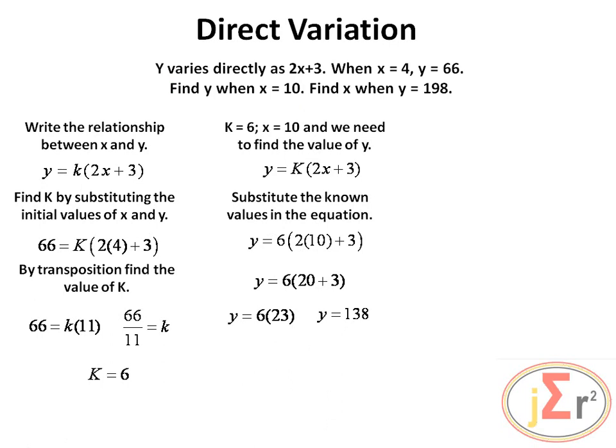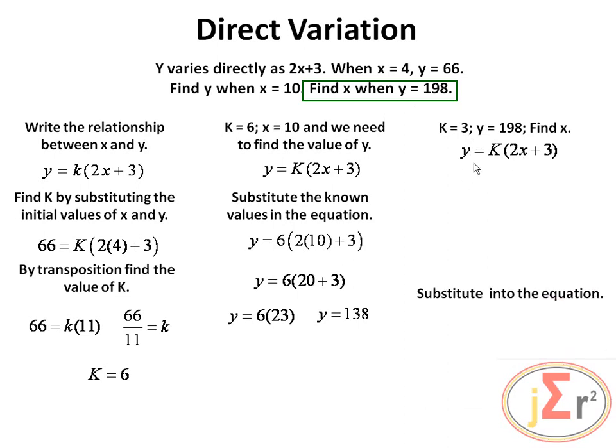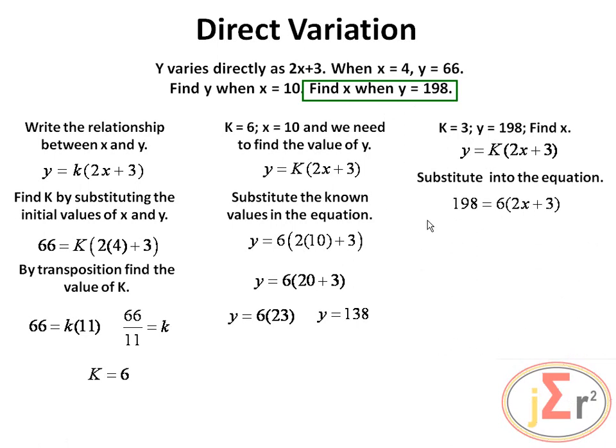What do we do next? As highlighted here, find x when y is equal to 198. And of course, the constant is 3. So all we need to do is find the value of x, which is the only unknown in the equation. So we substitute into the equation. So there we have it. Let us see what we do first.